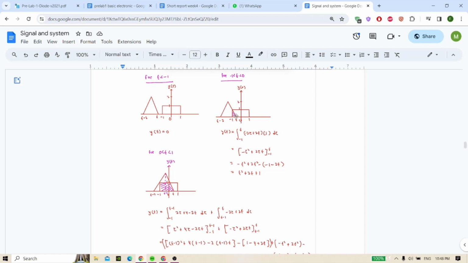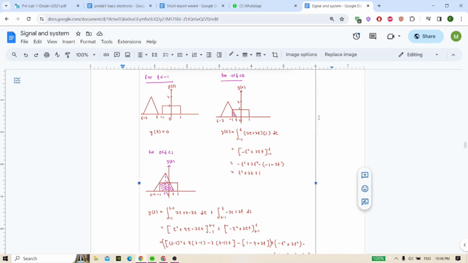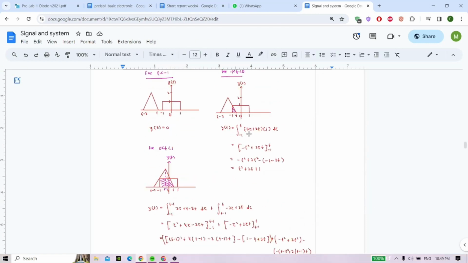For t between -1 and 0, there's an intersection which is between -1 and t, and we integrate this part only, with limits -1 to t, of the equation of the line of the triangle times the equation of this rectangle, which is -2 tau plus 2t times 1, and we get the value of y(t), which is t squared plus 2t plus 1.